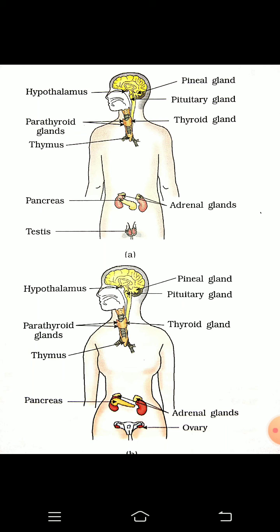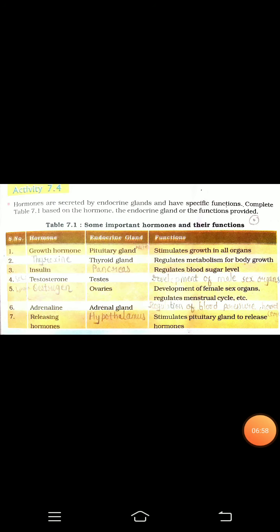So here we have completed the main endocrine glands and their hormones and their functions. Let us refer to table number 7.1, some important hormones and their functions. This you will fill in your textbook with a pencil. This is given on page number 125.